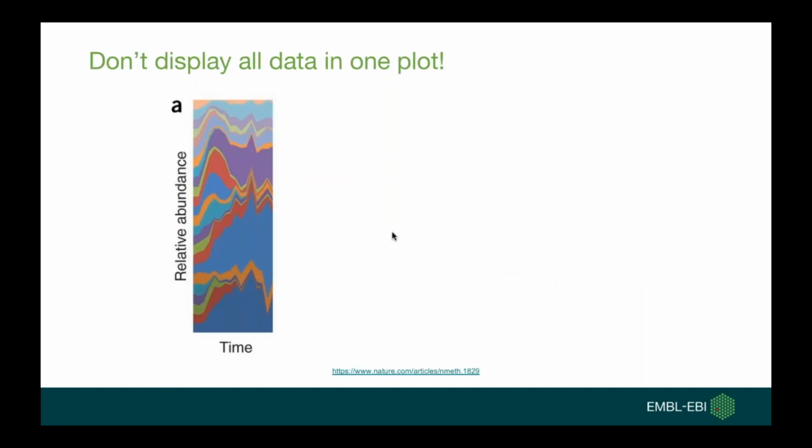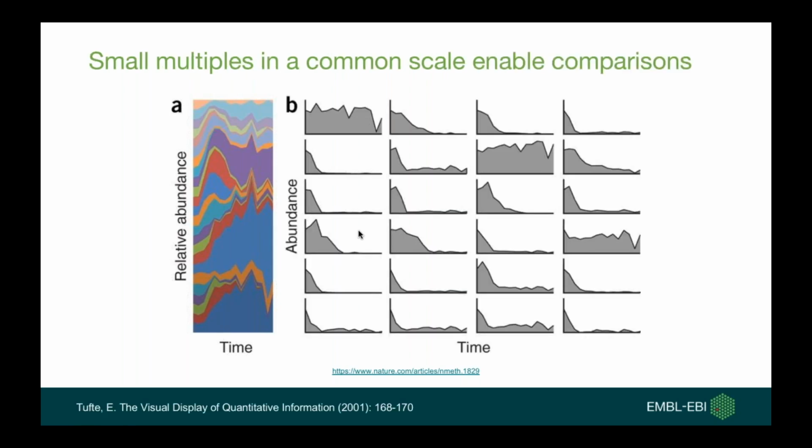Another technique is to avoid displaying all data in one plot. So this is a graph where it shows the relative abundance of 24 cell lines over time. And this is known as a spaghetti plot. So they basically superimpose the lines on top of each other. A better technique is to plot each cell line separately, each item separately. And this is called small multiples. It is another technique popularized by Edward Tufte in his book. Because these are in a common scale, it makes it easier to compare items with each other, and you can see just from the shape of the plots what the patterns are.